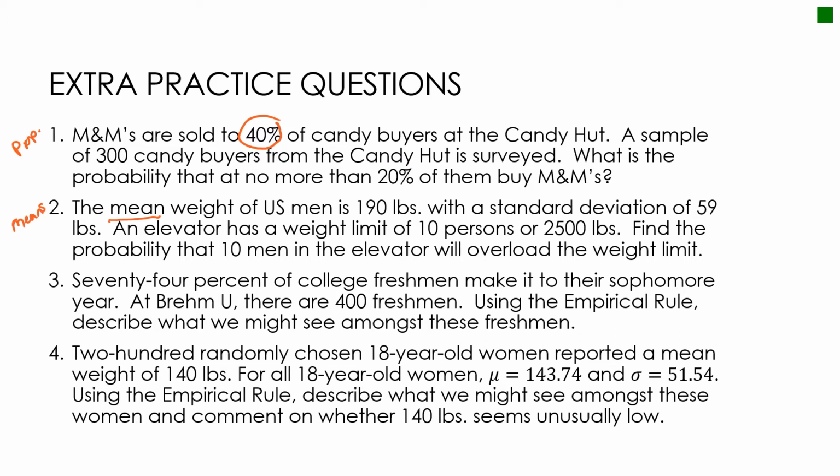Number 3, 74% of college freshmen at Bray Mu make it to their sophomore year. So 74%, that's a percentage, that's a proportion. And last one, 200 randomly chosen 18-year-old women reported a mean weight. Mean means average, which is a means question. So hopefully you got that far.